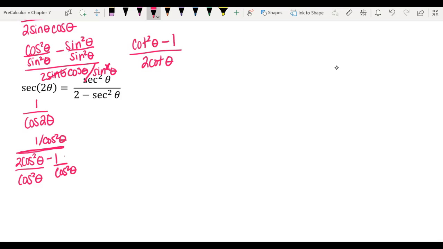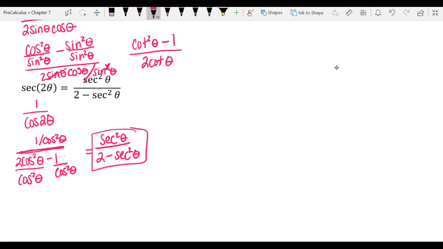Okay? And now let's simplify. If I have 1 over cosine squared, what does that change into? Secant squared of theta. Over. If I have 2 cosine squareds over a cosine squared, what happens? 2. Minus, if I have 1 over cosine squared, what does that change into? Secant squared of theta. Bam. That was so easy. Okay?